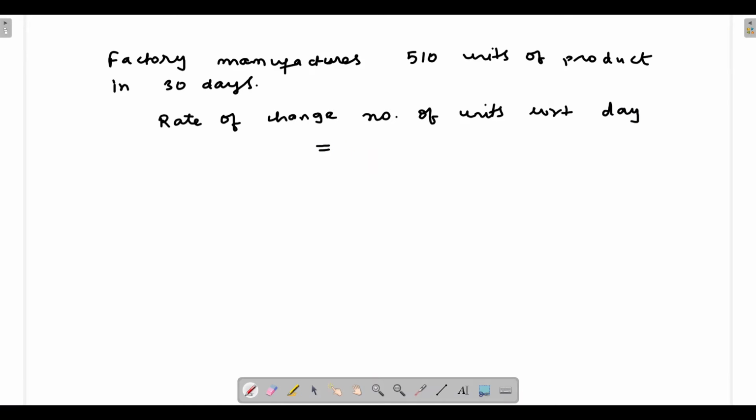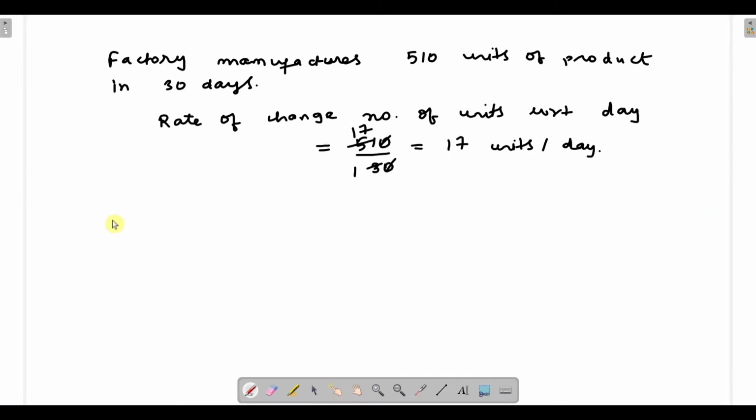So that will be nothing but 510 divided by 30. So 0 0 here, 3 ones are 3, and 3 17s are 51. So 17 units per day you will get, right? So this is the rate of change of units with respect to day. So this is the concept of derivative. Derivative is nothing but rate of change of number of units with respect to day.